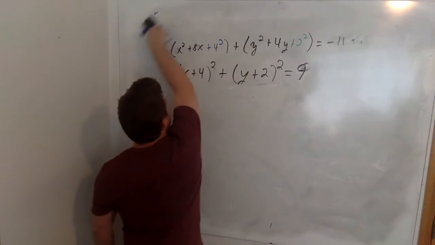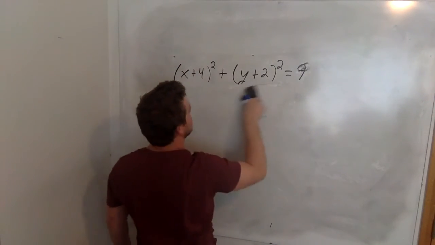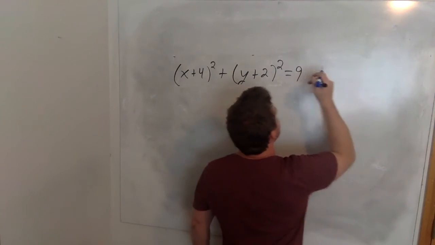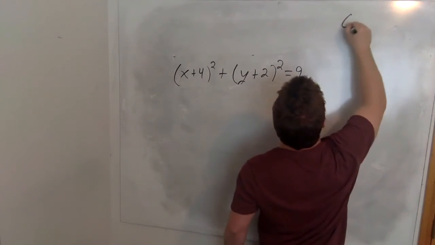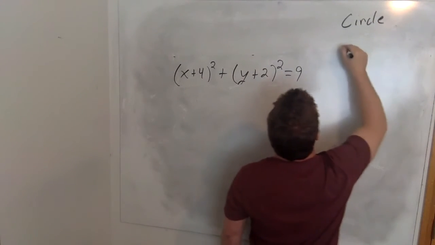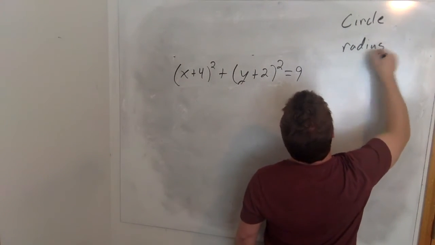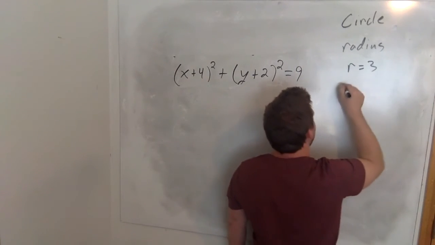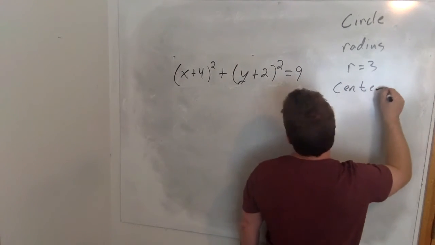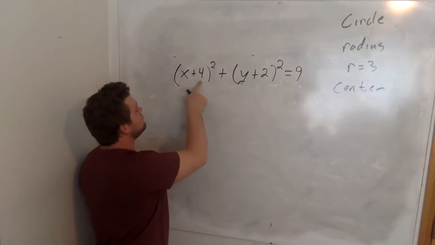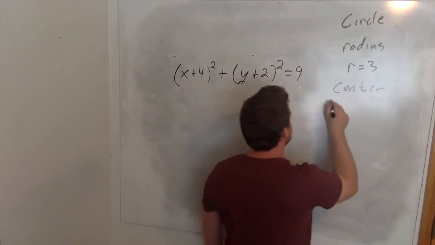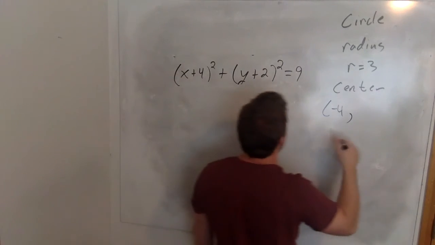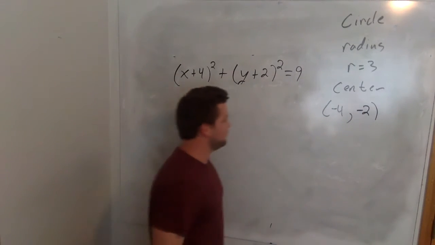So let's write that down. We have a circle. Its radius is going to be the square root of 9, so the radius will be 3. Its center: we're adding 4 to x, so we're shifting it left 4 units, and we're adding 2 to y, so we're going down 2 units. So the center will be at -4, -2.